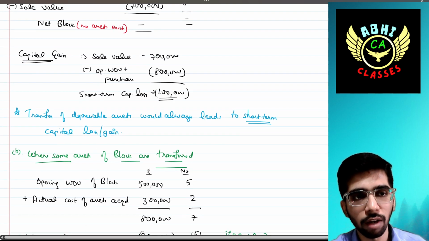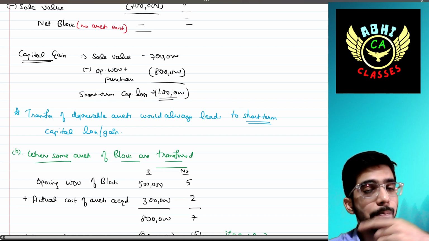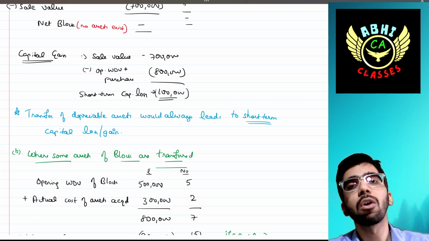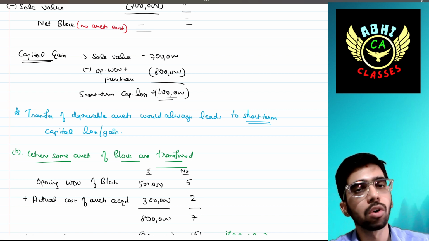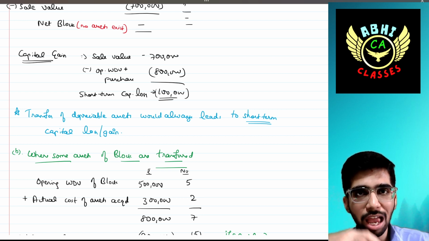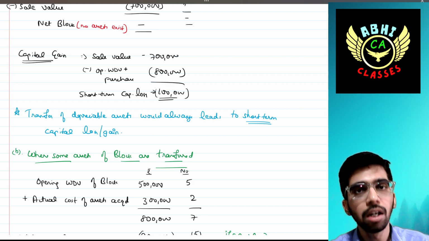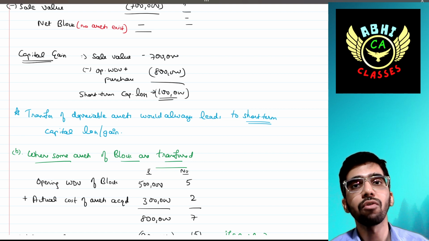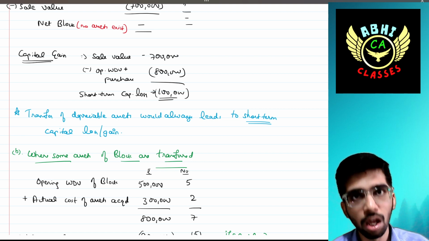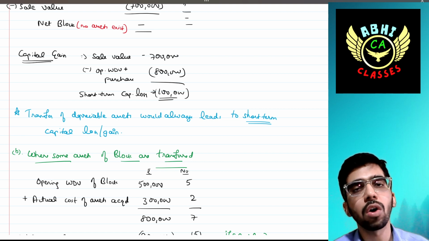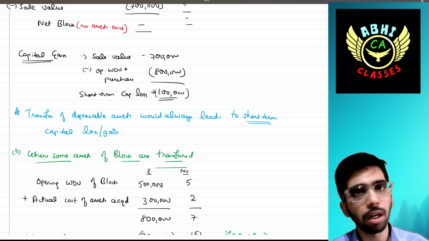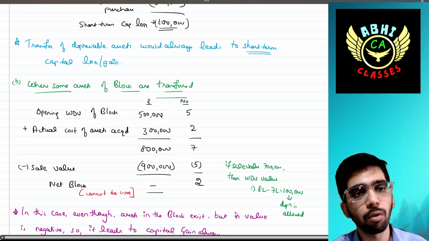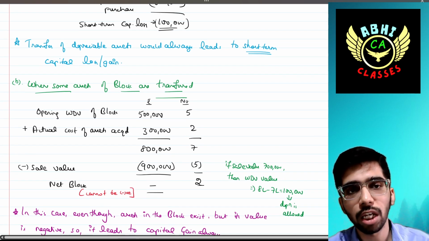But remember one thing: transfer of depreciable assets would always amount to short-term only, not a long-term capital gain, not a long-term capital loss. The depreciable asset, because every year the depreciation is claimed, right? So as per the income tax rules, it would form a part of short-term capital assets, and accordingly any gain or loss would also be treated as short-term capital loss or short-term capital gain. Okay, remember.